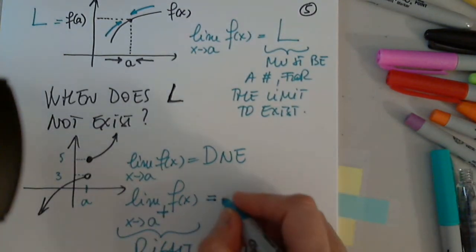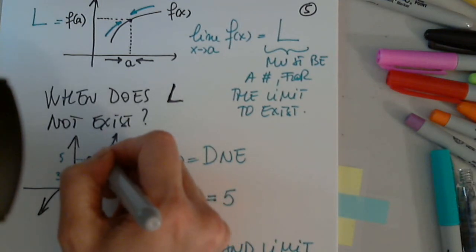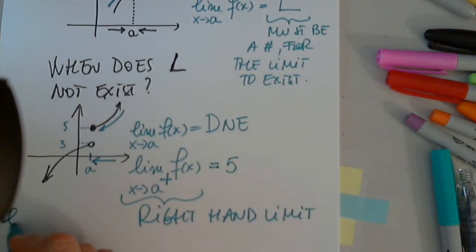The limit from the right is 5. Why? As x approaches a from this side, with values larger than a, the function values get closer and closer to the value 5. Same thing for the limit as x approaches a from the left. Does this limit exist?